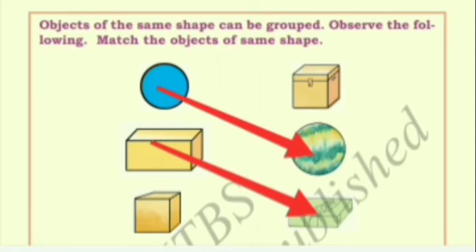Which is the next shape? Yes, it is a cube. Which object looks like a cube? Yes, it is a box. So we will match cube with box.